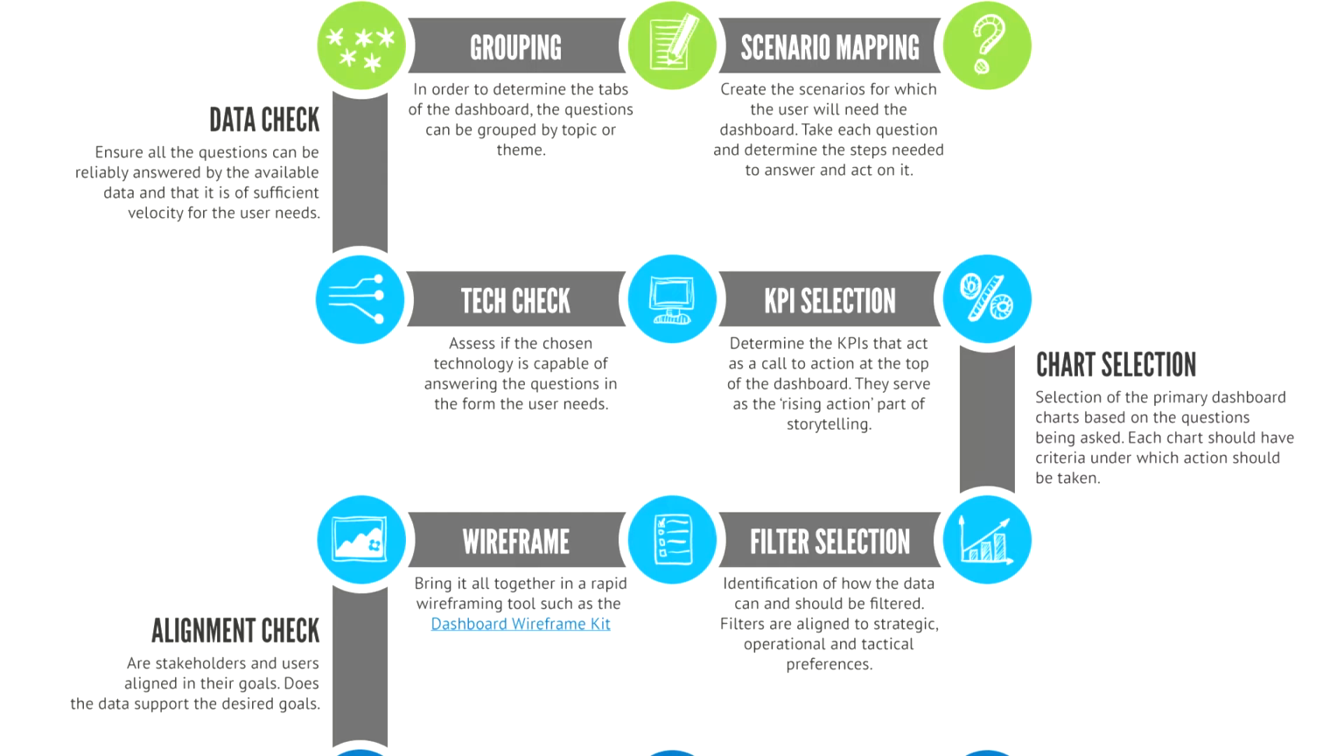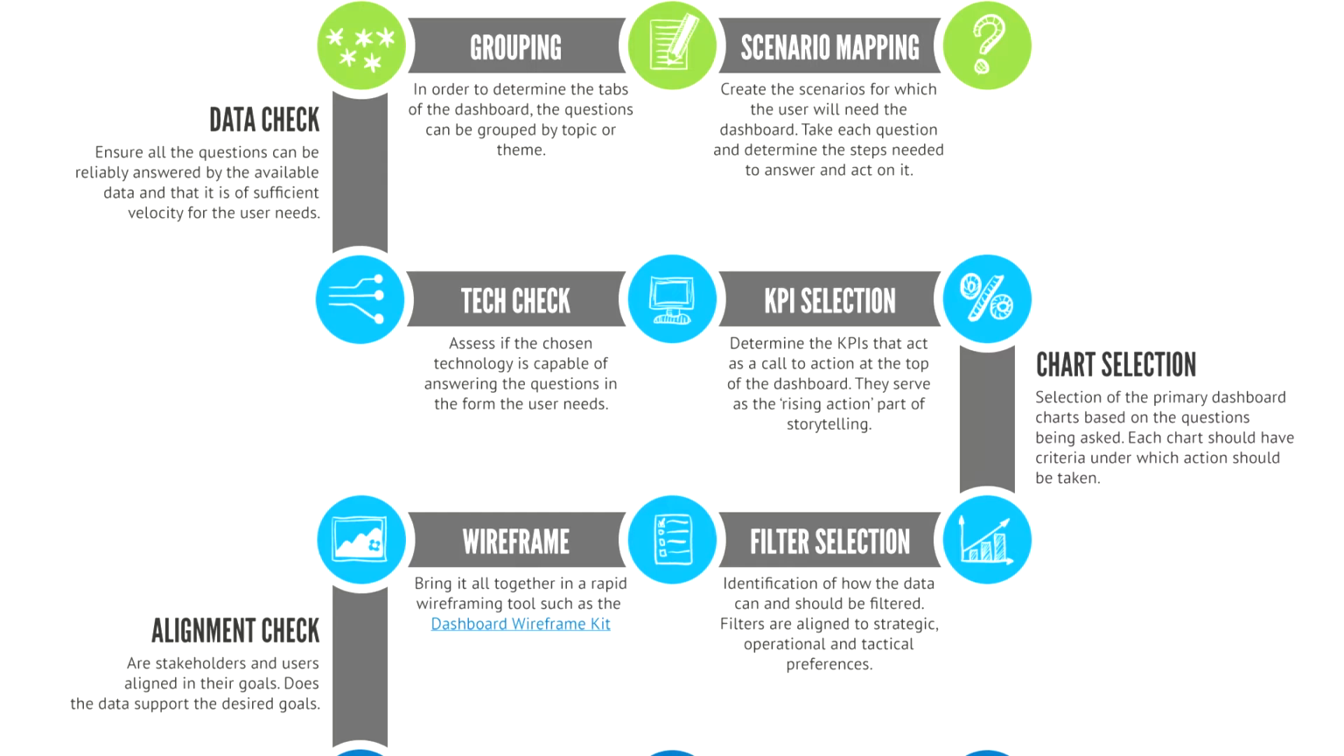Building on the scenario mapping step where we identify KPIs, this is where we start using the wireframe kit and the actual cards. We'll start writing in the KPIs, and we'll start identifying the charts to answer the questions from the scenario mapping and what the user needs to see in order to answer them. And then we'll start picking filters. Then we'll bring it all together and we'll stick it all in the wireframe.